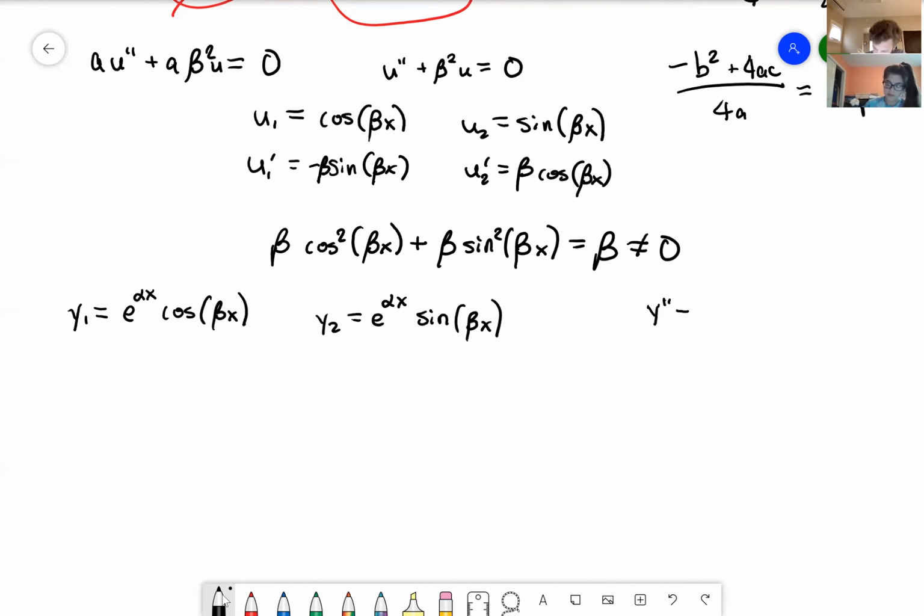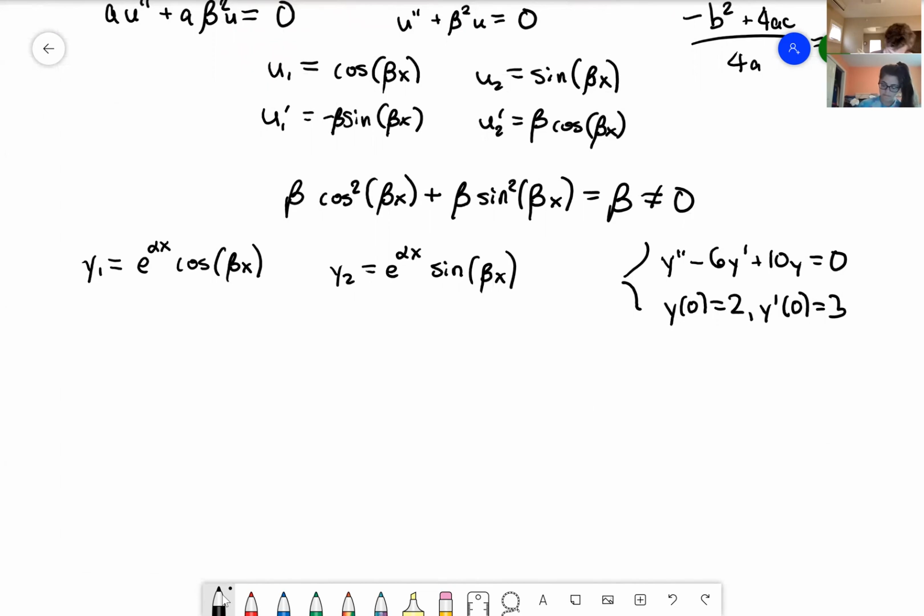So y double prime minus 6y prime plus 10y equals 0, with an initial condition of y of 0 equal to 2, and y prime of 0 equal to 3. This is the example from the notes, so you can try this one out and check it against the notes, see if there's any problems.